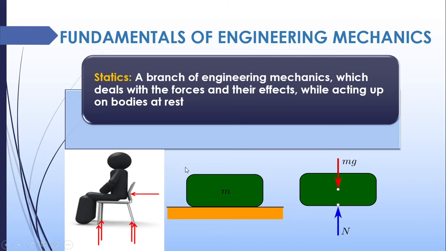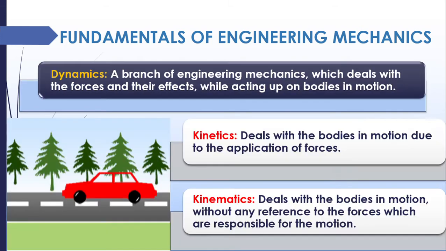Here also there is a particular object which is not in motion, which is stationary, but two forces are acting on it. One is the gravitational force and the other one is the normal force. Even though the body is not moving, we have to study the effects of these two forces on the body. That branch of mechanics is known as statics.